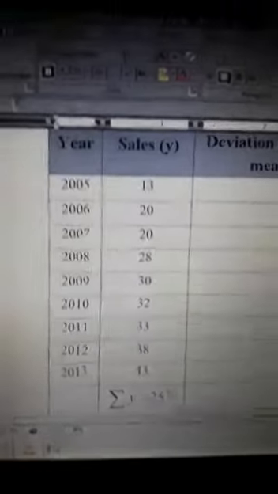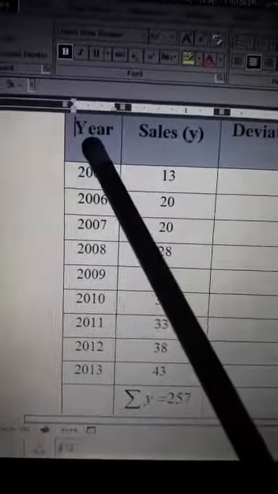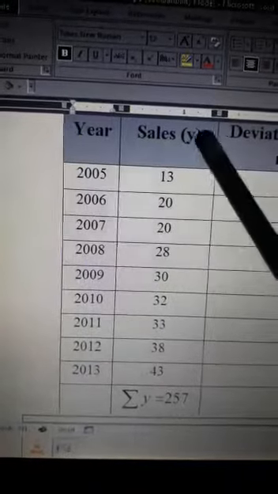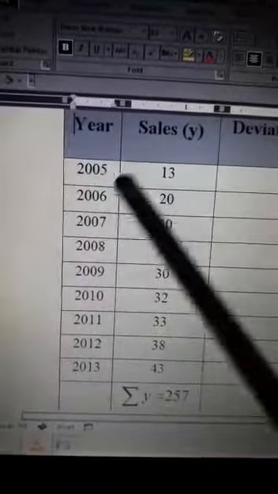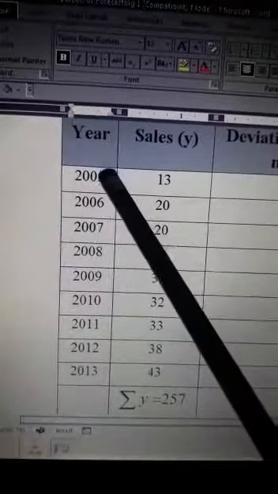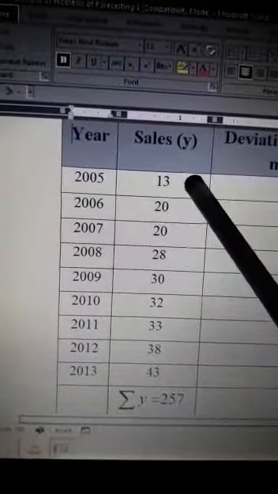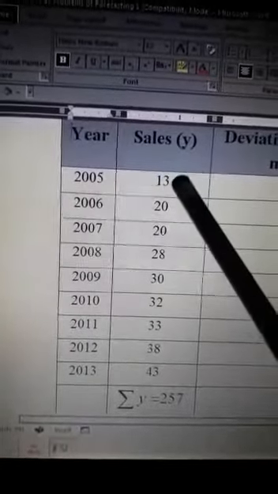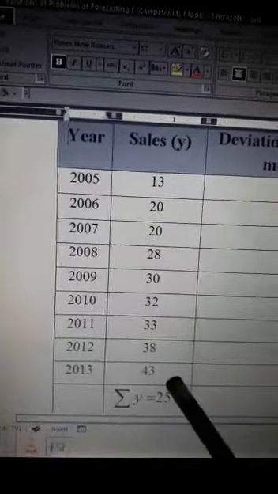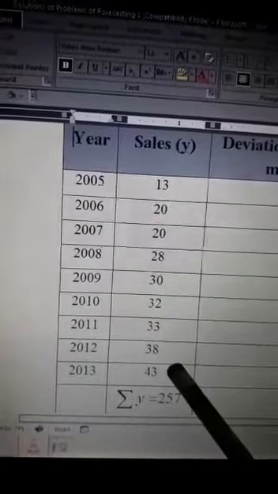For example, if you look at the given table, at these two columns, the first column whose heading is year, and the second column whose heading is sales. In the first column, several time periods have been mentioned, and against each time period, the sales value has been mentioned. All these sales values are actual sales values which have already occurred in the past.